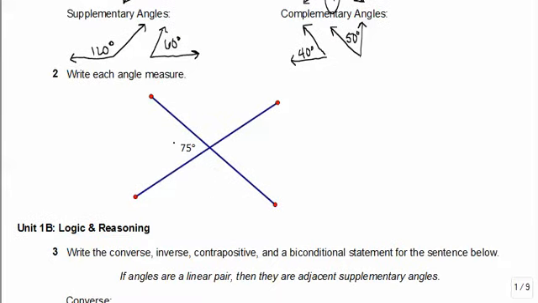Write each angle measure. These are vertical angles, so this one would be 75 degrees. This one would be 180 minus 75, which is 105 degrees. And since it's vertical, this one down here is also 105 degrees.